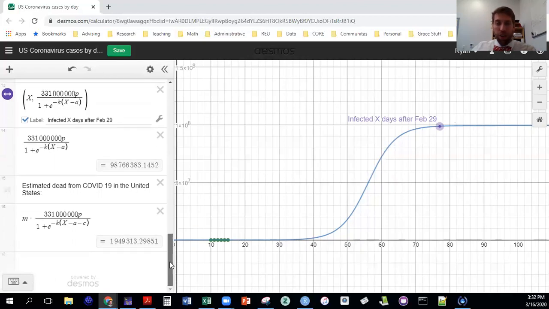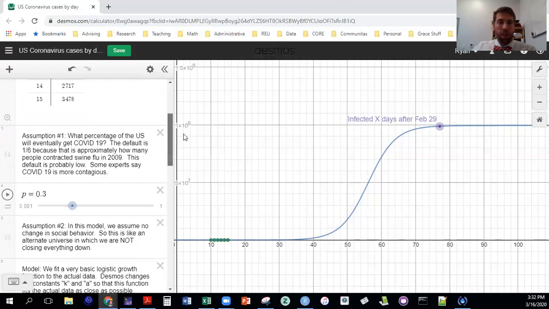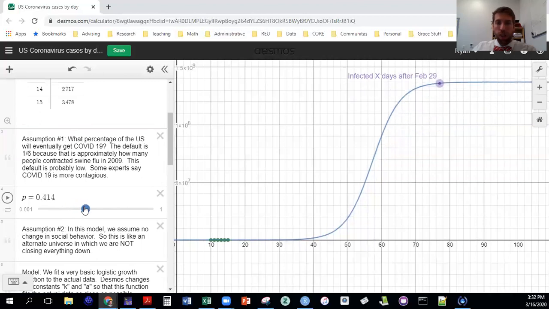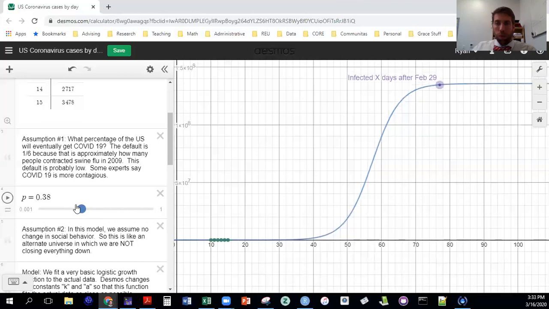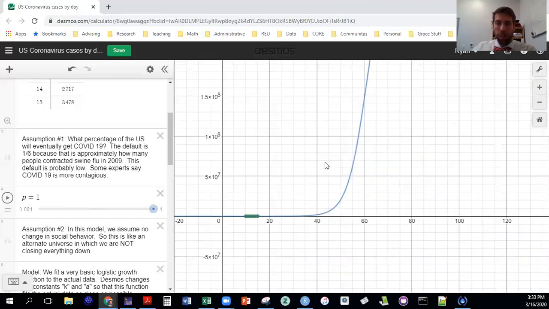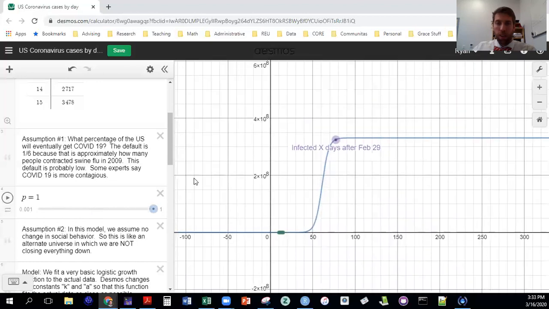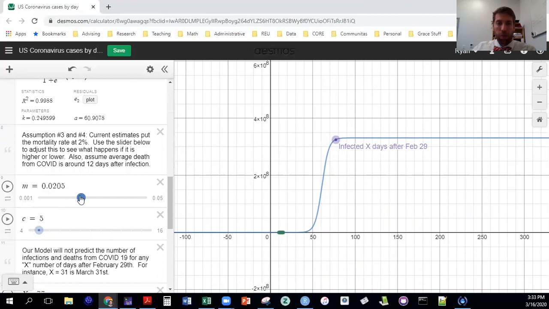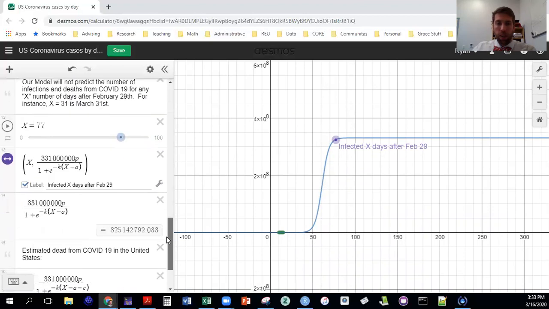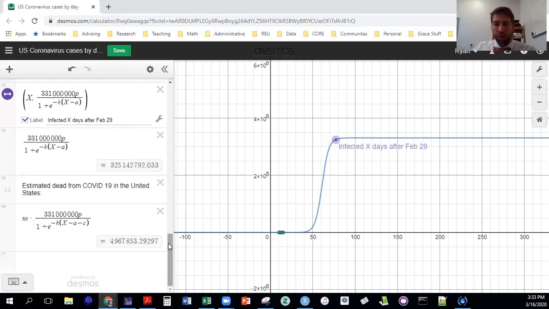But it's still fun to play around with this, and you can change what you think the total number of people who are going to get it might be. What if it was all of the United States? Well, then it'd be like that. And you could play around with mortality rates, maybe higher and lower, and how many days death falls behind, and then you get interesting numbers.